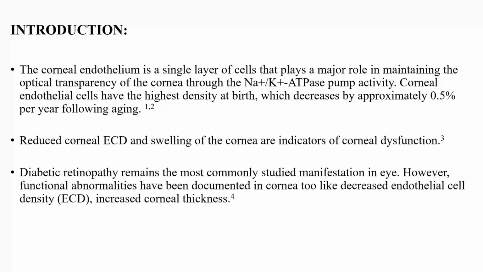The corneal endothelial cells have the highest density at birth, which decreases by approximately 0.5% per year with aging. A reduced corneal endothelial cell density and swelling of the cornea are indicators of corneal dysfunction. Diabetic retinopathy remains the most commonly studied manifestation in the eye. However, functional abnormalities have been documented in the cornea too, like decreased endothelial cell density and increased corneal thickness.